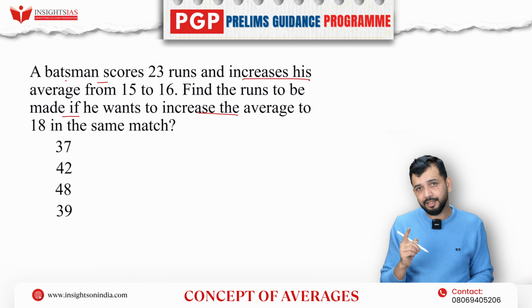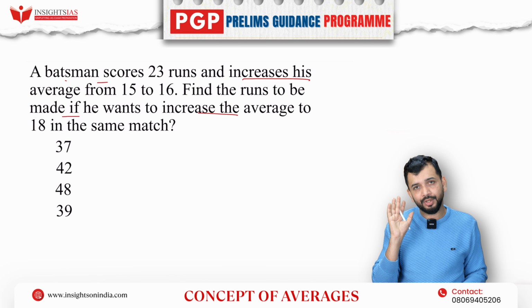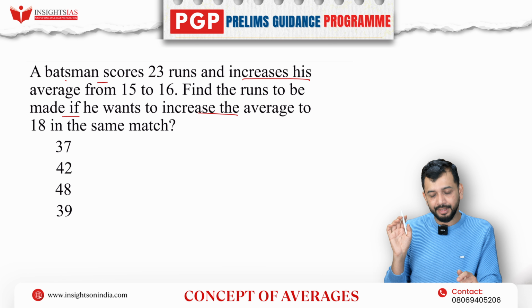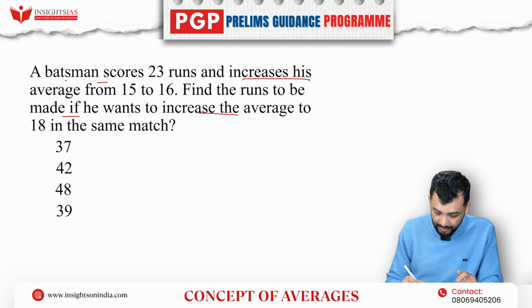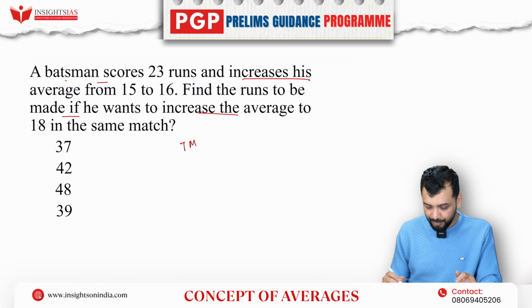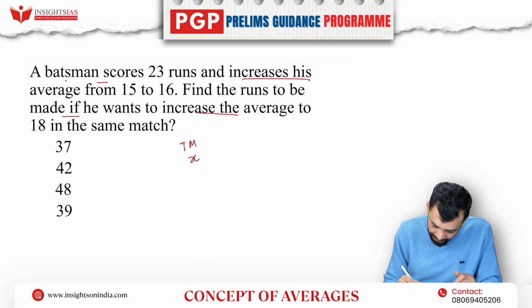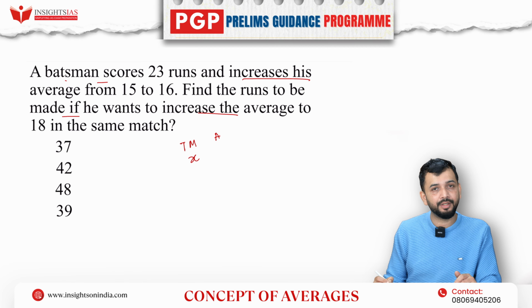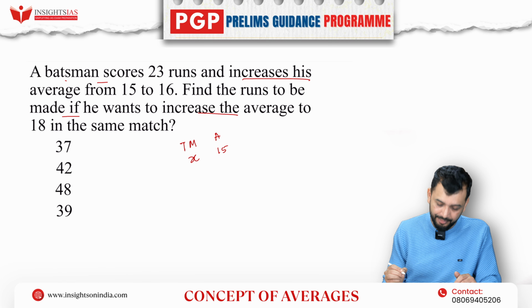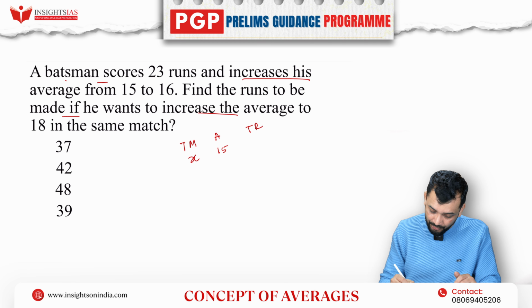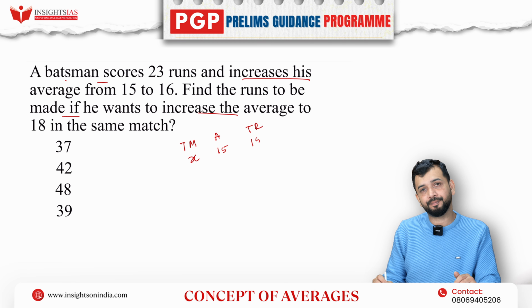One, again, traditional method. Second, visualization method. Now you will understand the difference, right? Now let's say the traditional method. What is that? Total number of matches. How much has he played? We don't know. I will put it as X. What was his average? It was 15. So what was his total runs? Total runs is average into total number of matches, that is 15 into X, 15X.